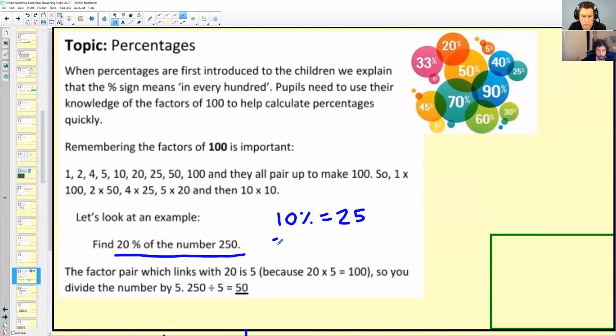If 10% is 25, what then would 20% be? Well, hopefully you can see that is twice as much. So my answer is going to be 2 times larger. So 250. And to be honest, this is the kind of working out I'd expect to see in an exam. 10% is this, 20% is the following. For teaching, I might just write this on the side to say I've times by 2.